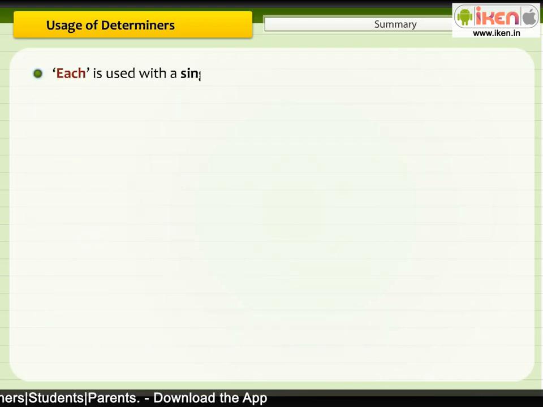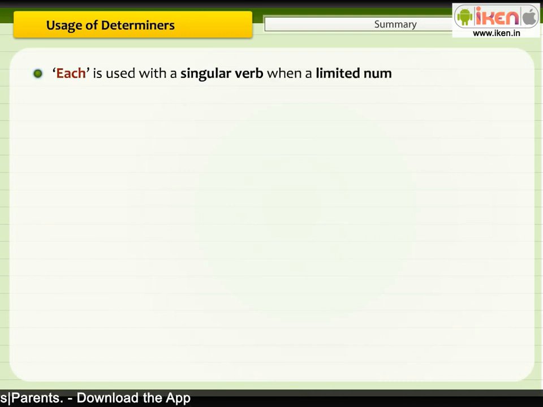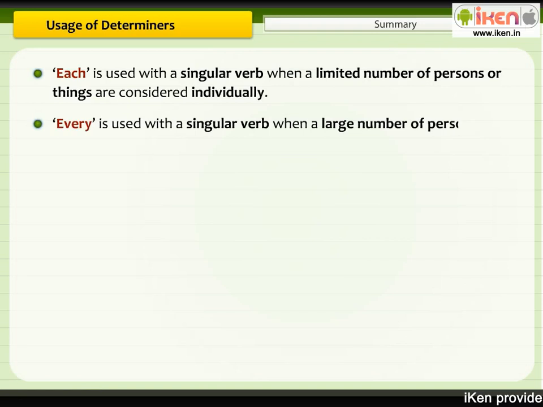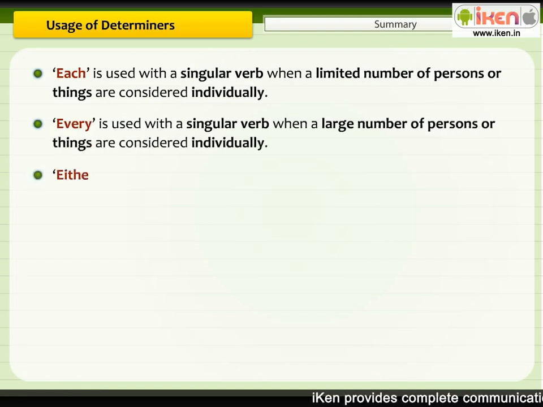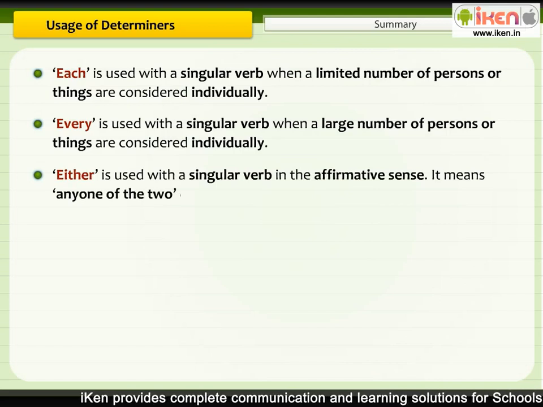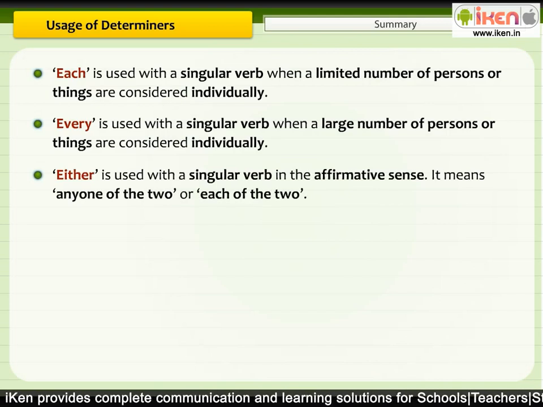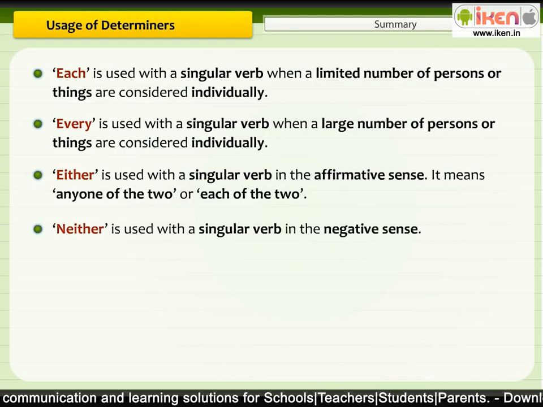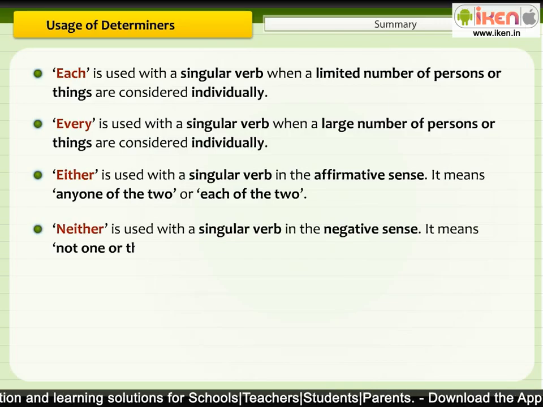Each is used with a singular verb when a limited number of persons or things are considered individually. Every is used with a singular verb when a large number of persons or things are considered individually. Either is used with a singular verb in the affirmative sense. It means any one of the two or each of the two. Neither is used with a singular verb in the negative sense. It means not one or the other.